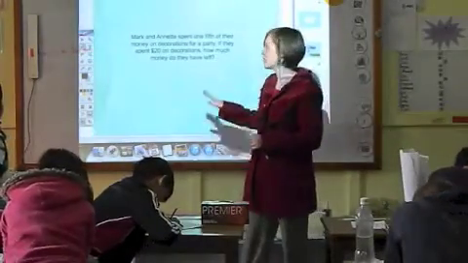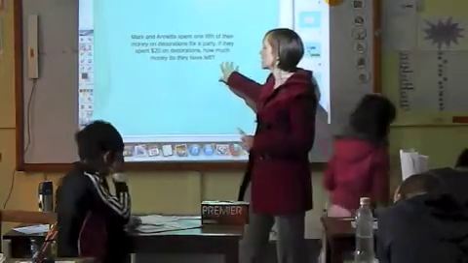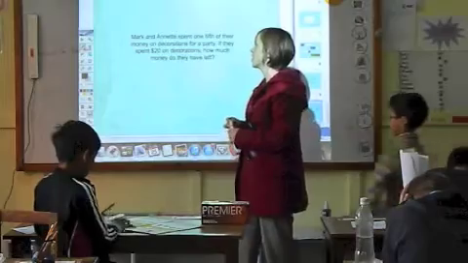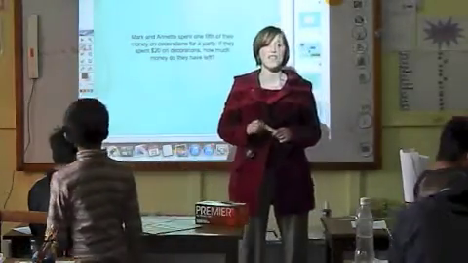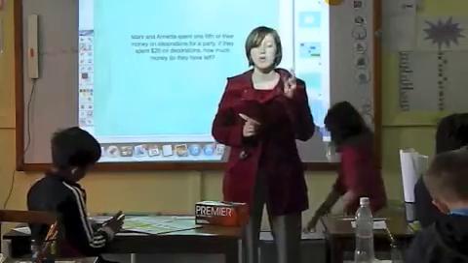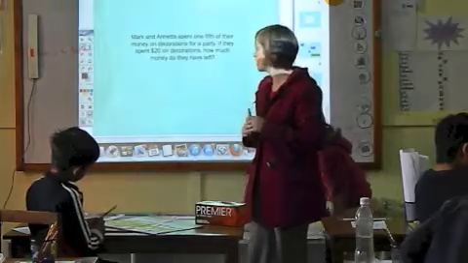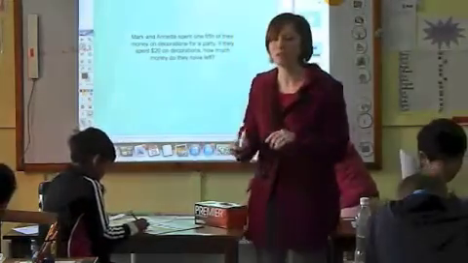Okay, this question says Mark and Annette spent 1/5 of their money on decorations for a party. If they spent $20 on decorations, how much money do they have left? This is a multi-step problem. What does that mean? It means that you have to do more than one thing to figure out the answer. I want you to figure out the answer with somebody at your table, or someone at the table behind you.